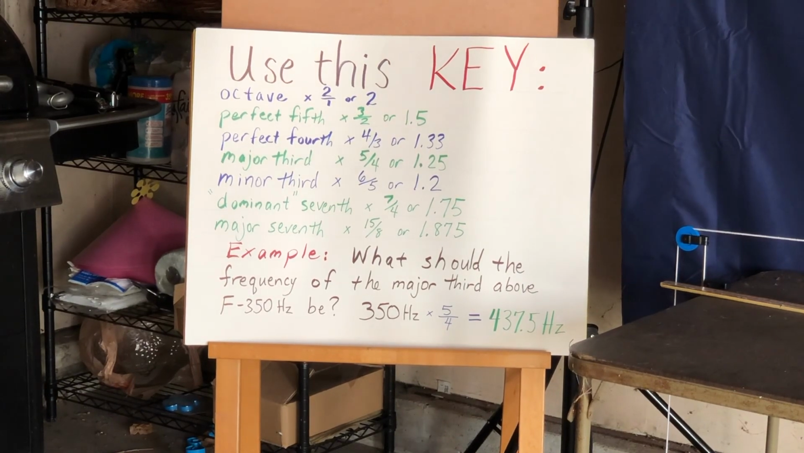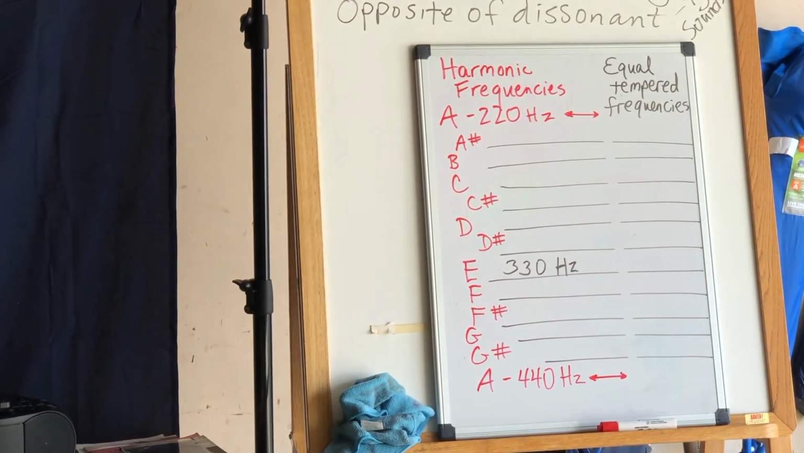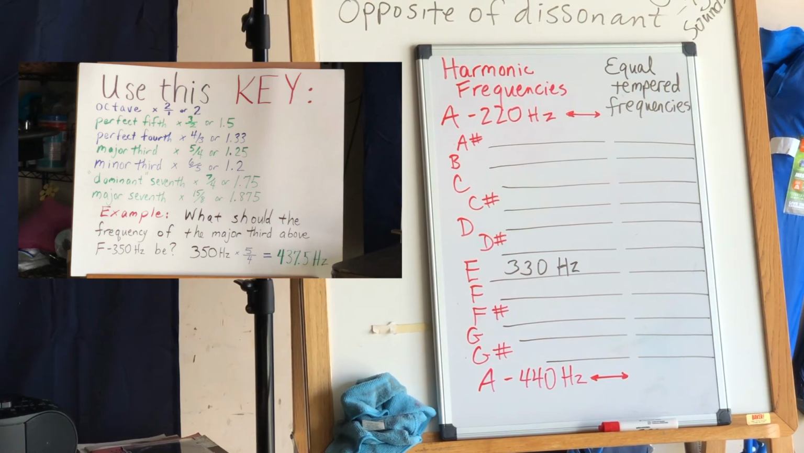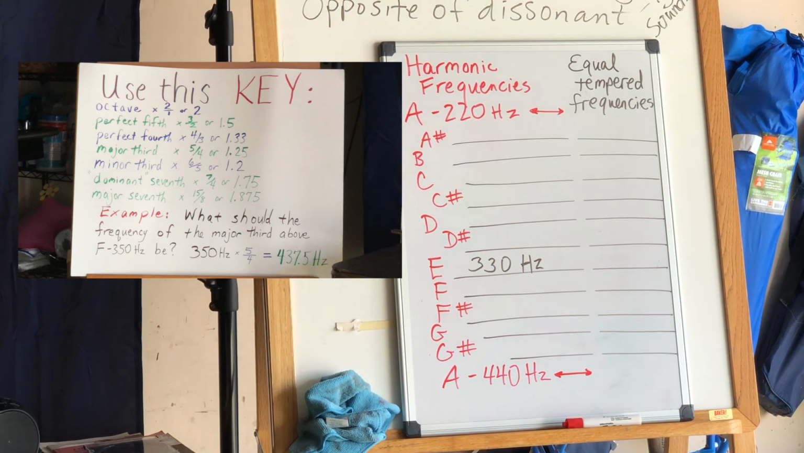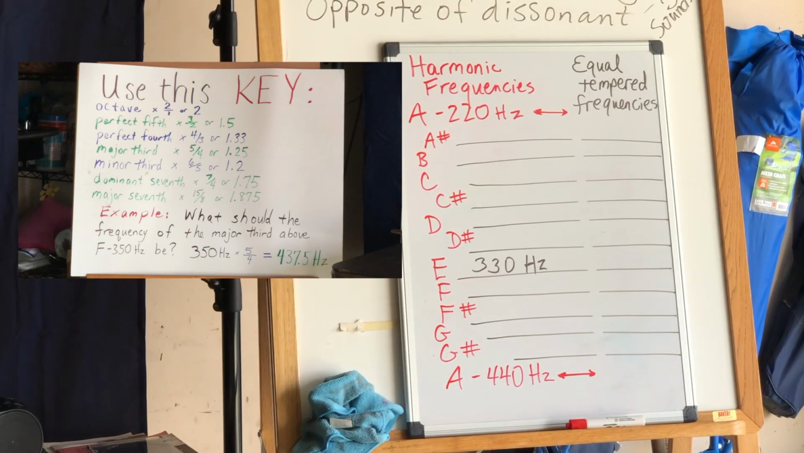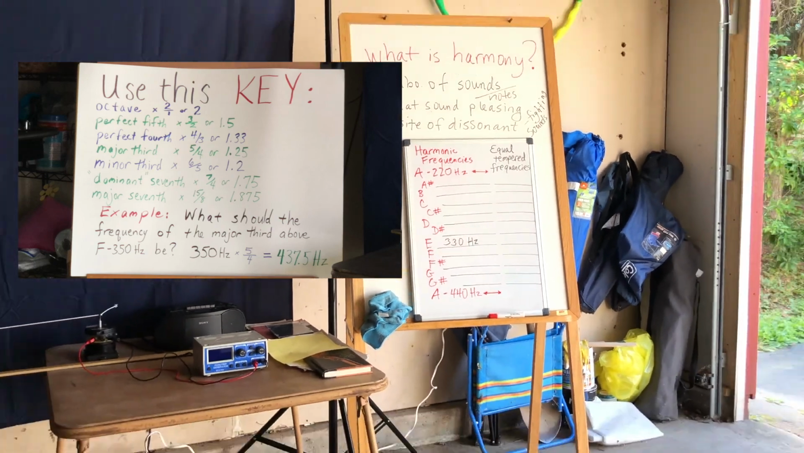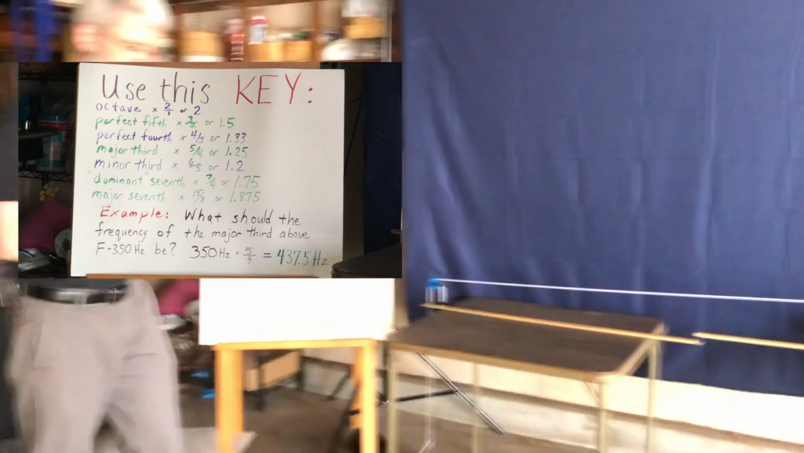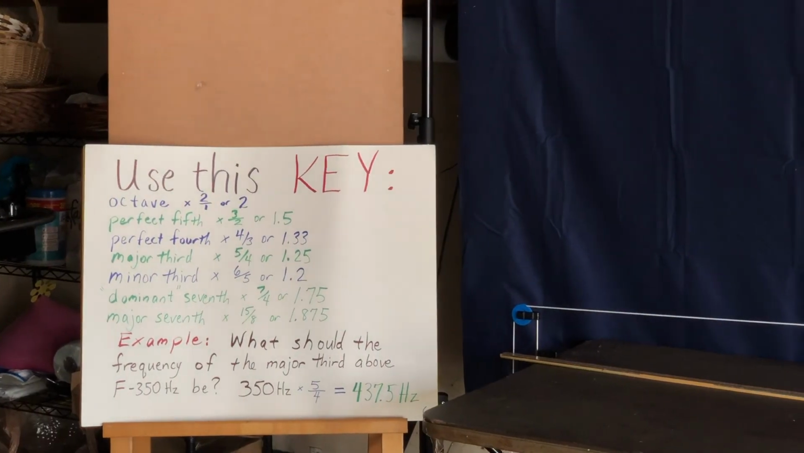Good. All right, let's try the next one. The perfect fourth above A220 would be what note? Would it be D? Mm-hmm. And let's find out the frequency of that. So you could multiply by 4 and divide by 3, or you could multiply by 1.333, as many 3's as you can type in, might as well. And what do you get? I get 293.3 repeating hertz.